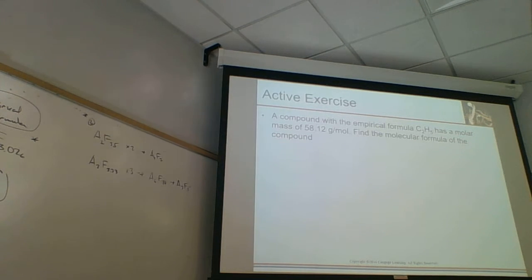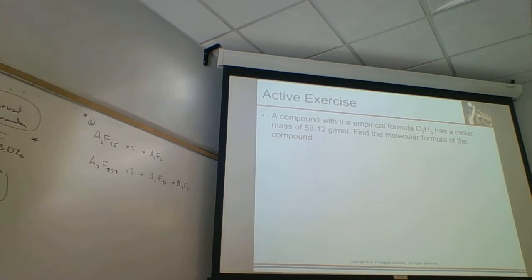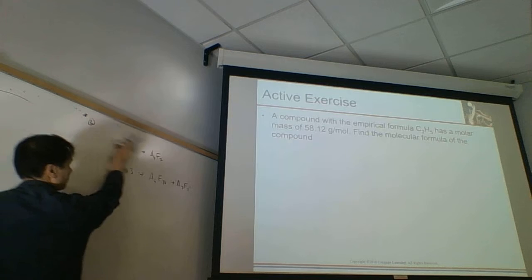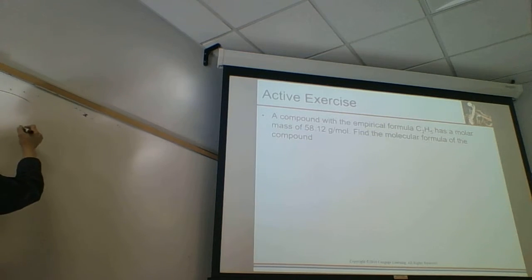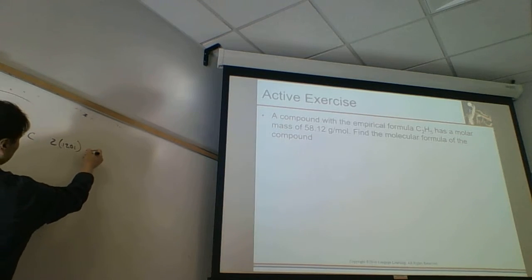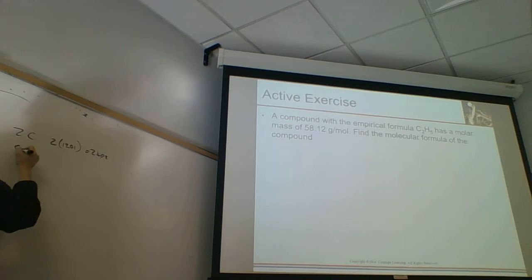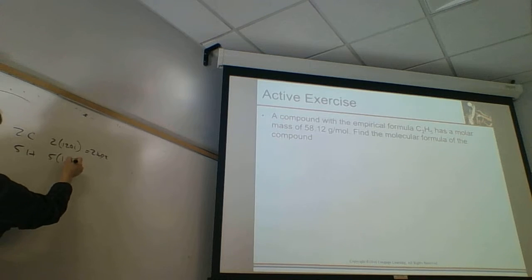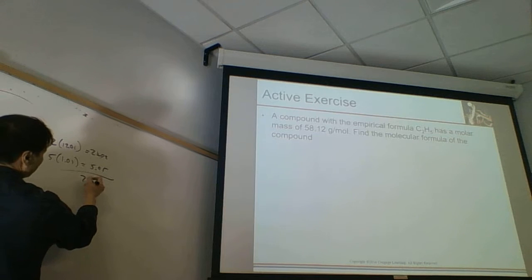So let's take a look at this example here. A compound with empirical formula C2H5 has a molar mass of 58.12 grams per mole. So we have 1 mole. Find the molecular formula for the compound. So first, we've got to get the empirical mass. We've got 2 carbons, that's 2 times 12.01, which is 24.02. And then we have 5 hydrogens, 5 times 1.01, which is 5.05. And so the empirical unit is going to weigh 29.07.